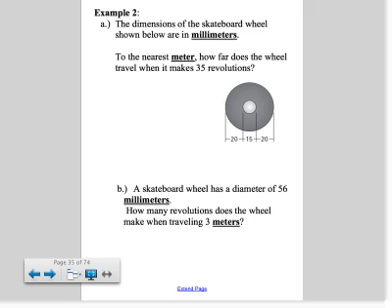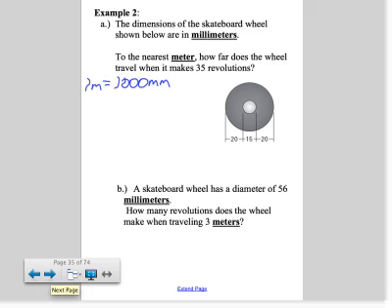Alright, the dimensions of the skateboard wheel are shown below in millimeters. To the nearest meter, how far does the wheel travel when it makes 35 revolutions? Okay, to the nearest meter. So there's a couple ways of doing this. You can find your answer in terms of millimeters and then convert to meters, or you can convert everything to meters right away. The big thing is to realize that there are 1,000 millimeters in 1 meter. So you might want to note that 1 meter equals 1,000 millimeters.